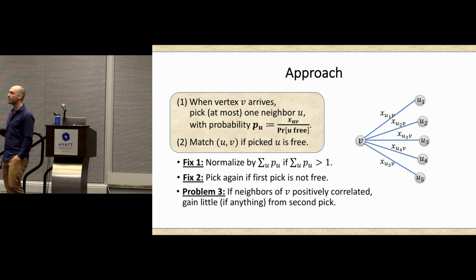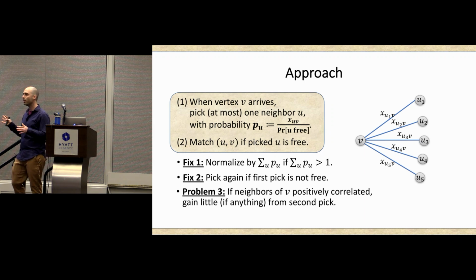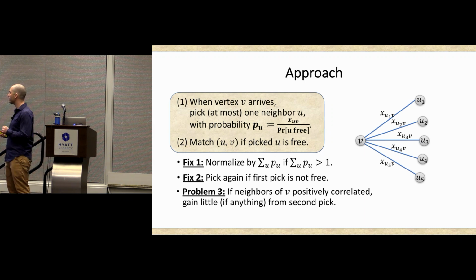Now, the main difficulty here is that the neighbors of V might be positively correlated, and so you might not gain anything from the second pick. So to make this a little more clear, let me take this to an extreme scenario. Let's say I tell you that if U5 is matched, all the neighbors are matched. If U4 is matched, all the neighbors are matched, and so on and so forth. Well, in that case, if in step 2 I picked a node and figure out that it was matched, then I have exactly a probability of 0 of matching somebody else. So this is not going to increase anybody's marginal probability of being matched.